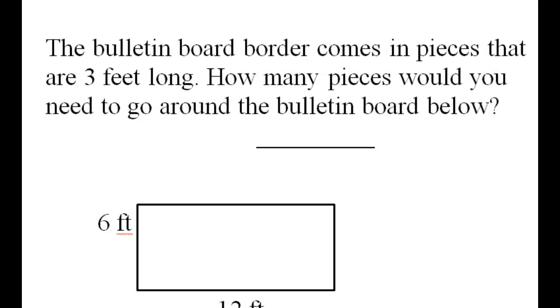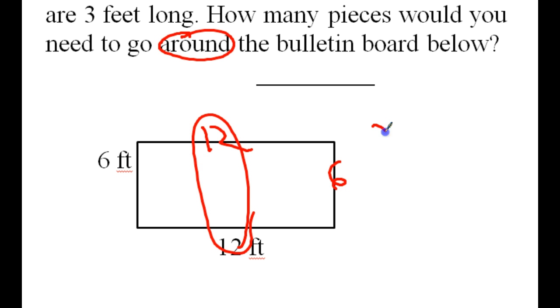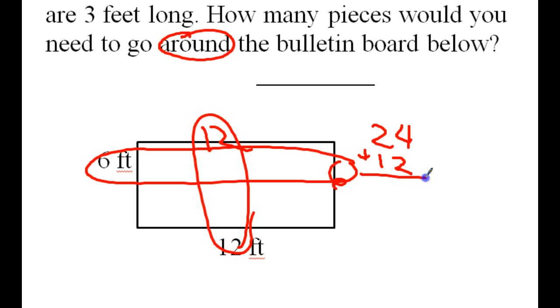The bulletin board comes in pieces that are 3 feet long. How many pieces would you need to go around the bulletin board below? Alright, since I'm going around, it must be a perimeter problem, so I need all my sides in there. 12 and 12 is 24. 6 and 6 is 12. So it's 36 feet all the way around the bulletin board.